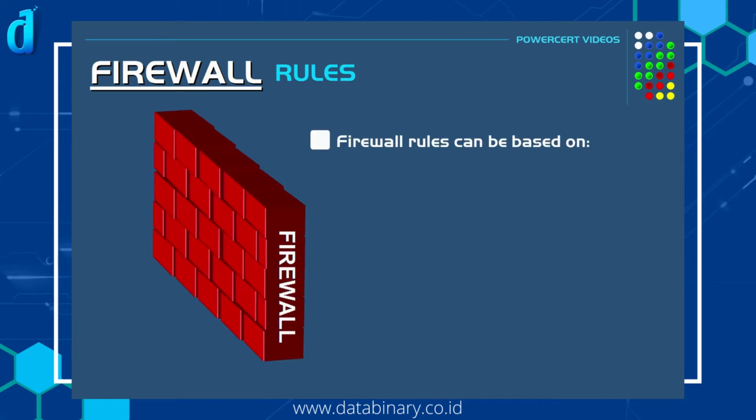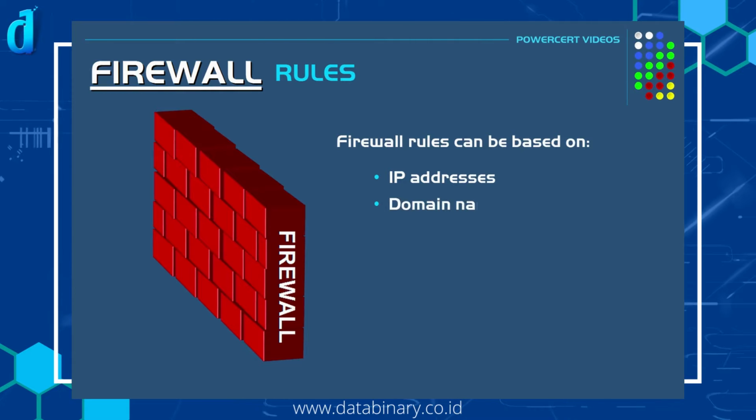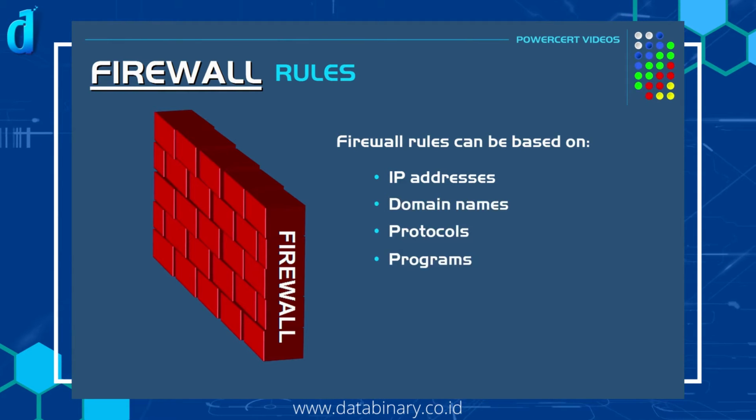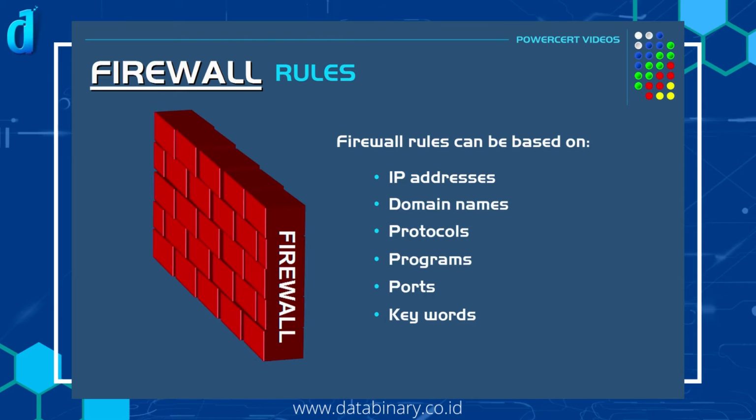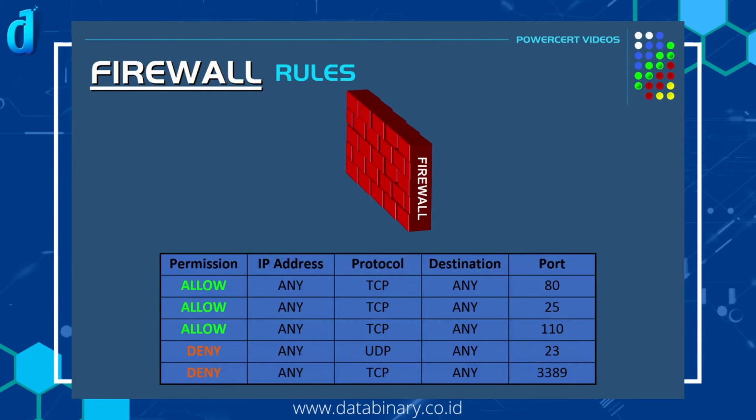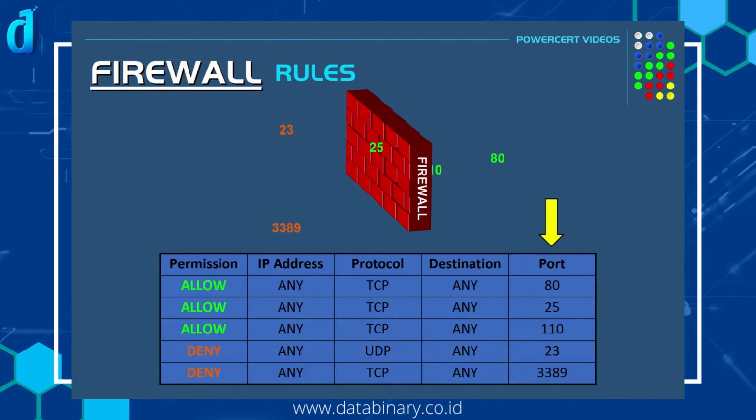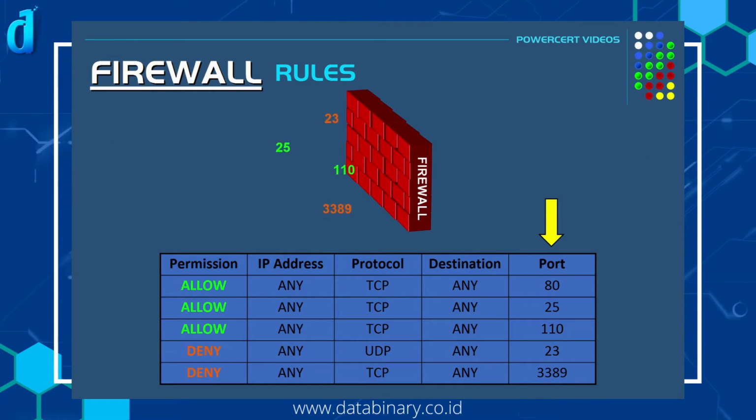Now, firewalls don't just make rules based on IP addresses, but they can also make rules based on domain names, protocols, programs, ports, and keywords. So let's say in this example, the firewall rules are controlling access by port numbers. And let's say that the rules have allowed incoming data that's using port number 80, 25, and 110. And the data using those ports has been given access to this network. So any incoming data that's using those ports can pass through the firewall.